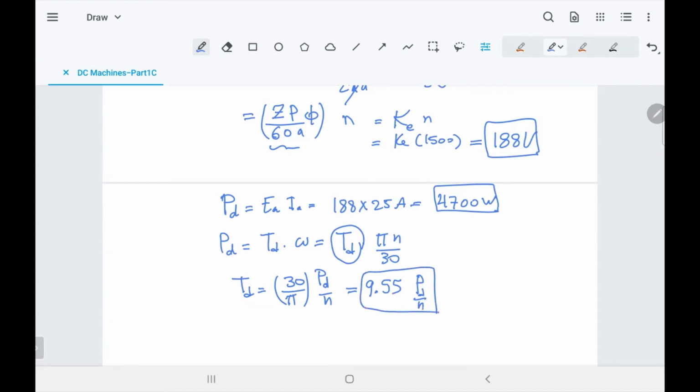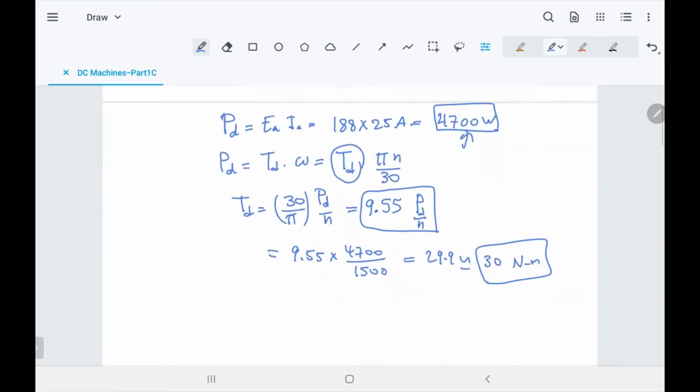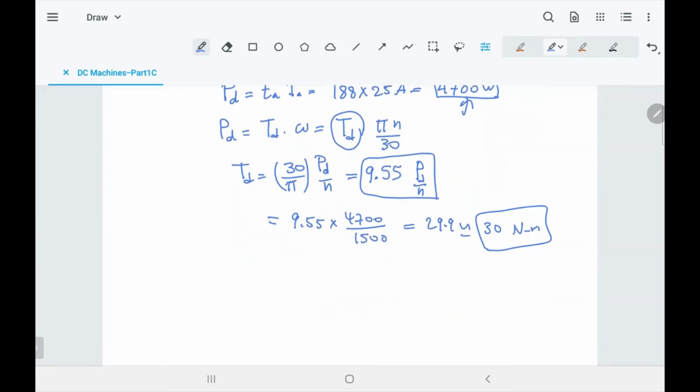So you can find the torque dividing the power by the speed in RPM, multiplied by 9.55, and you get the torque in Newton meter. All right. So I did that. So I have 9.55 and the power, 4,700 watt, divided by the speed, 1500 RPM. Then I got the torque 29.9, or you can say almost equal to 30 Newton meter. So that's how you get the torque. Did you follow the sequence? Just to pay attention, the machine constant is important to find the EMF or the torque.